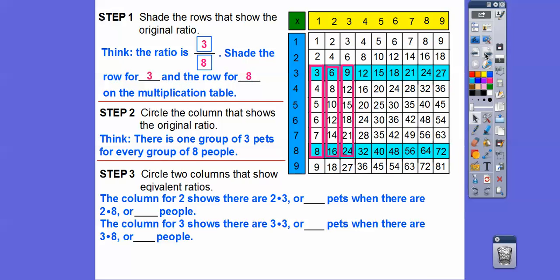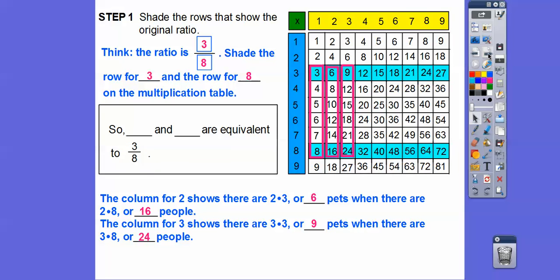Now that we circled those, the column for 2 shows that there are 2 times 3, or 6 pets, when there are 2 times 8, or 16 people. Similarly, the column for 3 shows 3 times 3 is 9, and 3 times 8 is 24, so 9 over 24 is an equivalent ratio. These equivalent ratios, 6 over 16 and 9 over 24, are equivalent to the original ratio, 3 over 8. And that's how we use our multiplication tables.